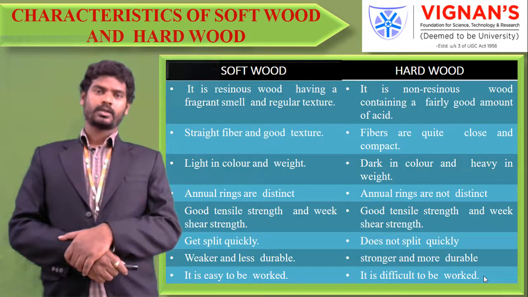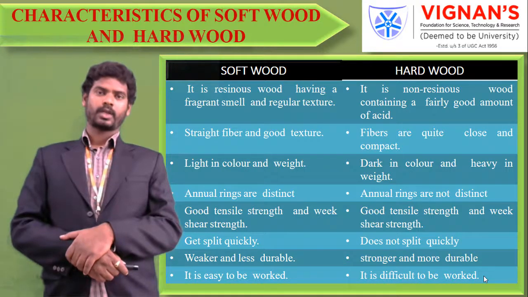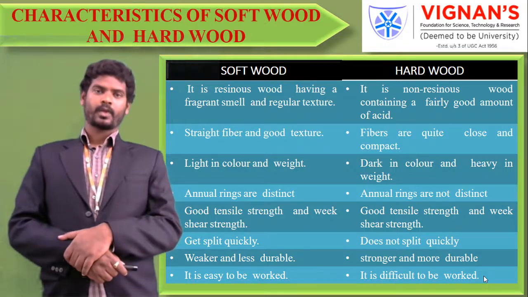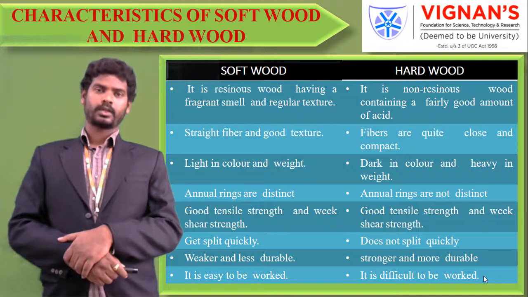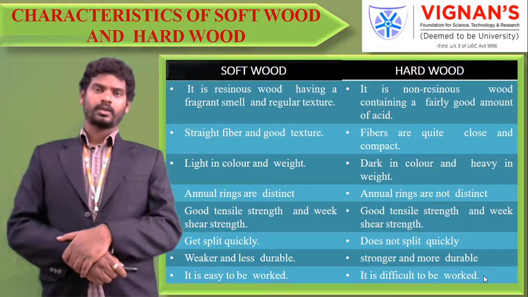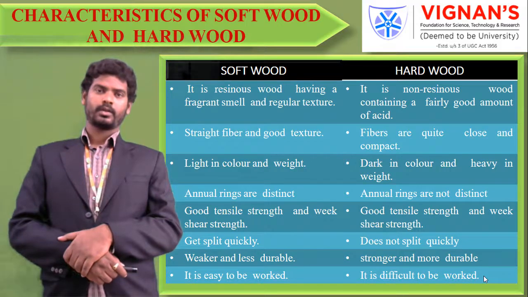Annual rings. In hardwood, they are close and compact. In softwood, they are well spaced and distinct. Coming to tensile and shear resistance, hardwood has good tensile and shear resistance. Softwood has good tensile and shear resistance but is weak across the fibers. Fire catching: hardwood does not catch fire soon. Softwood catches fire very soon.